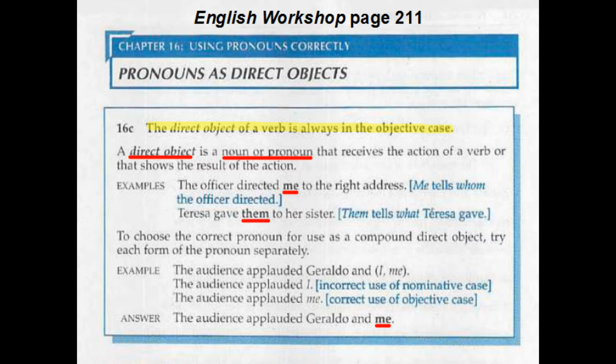Object case pronouns. The list is on your daily language sheet. You are very aware of those. This is a list you need to memorize. Me and them are both object pronouns. Okay, let's just keep reading.